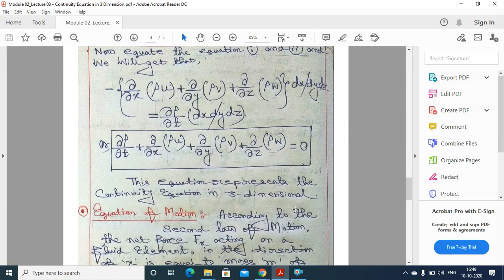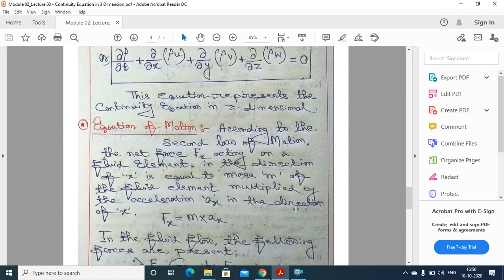This equation represents the total continuity equation in 3 dimensions, whereas the continuity equation is based on the principle of conservation of mass. Okay, now coming to the equation of motion.